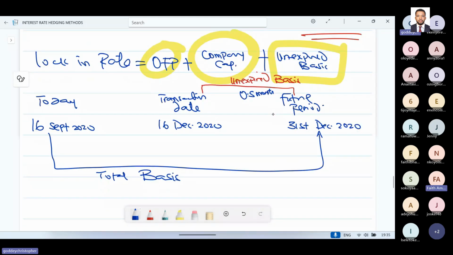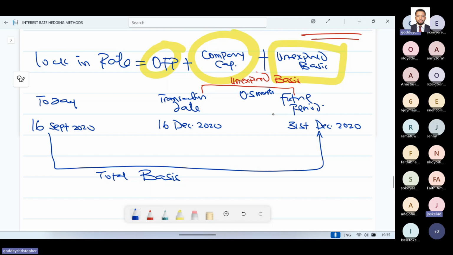If you say 0.5, now between the 16th of December and the 31st of December is not 15 days. So why are we not using 0.5? So what are we supposed to use? Very good question. What are we supposed to use? Maybe we will divide 16 by 30, one divided by 2.